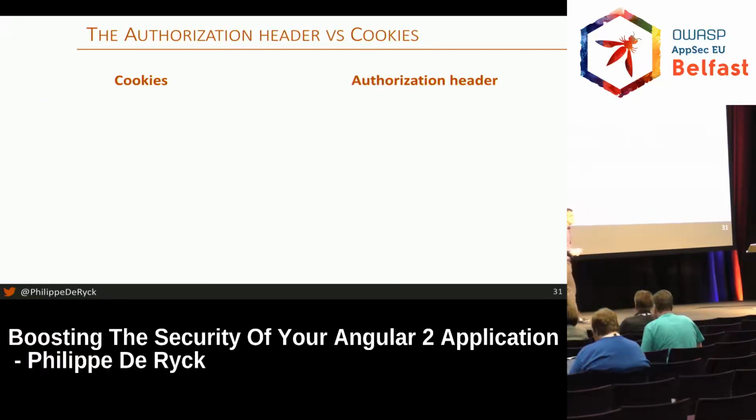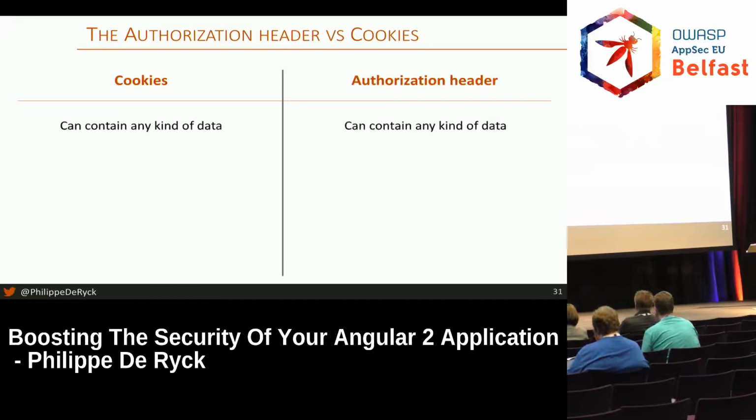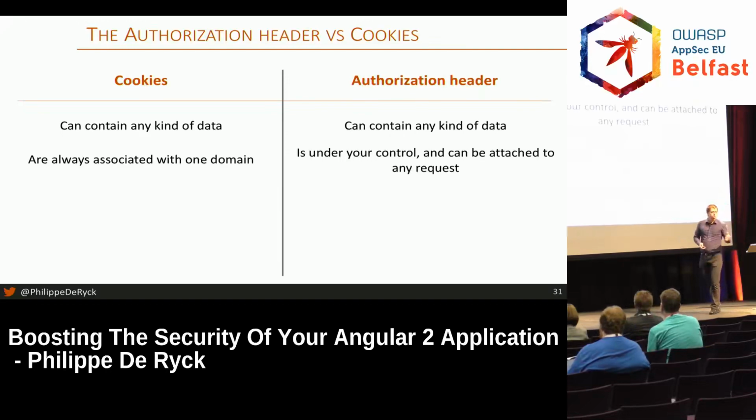If you talk about cookies and the authorization header, which is the right question to ask, there's a lot more to consider. Cookies, well, they both can contain any kind of data, so that's good. I'm going to talk a bit more about that in the next part. So that's one thing they have in common. Cookies are associated with the domain. The authorization header, you attach that yourself. You can send it anywhere.